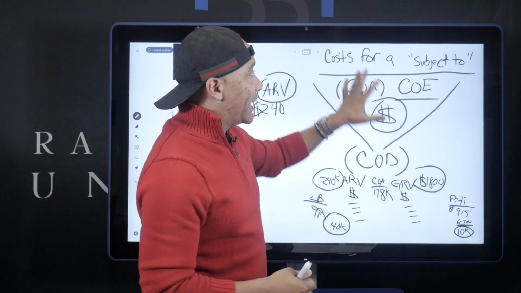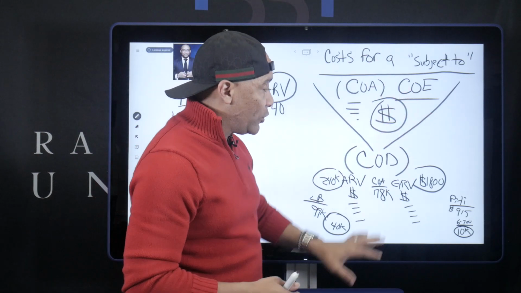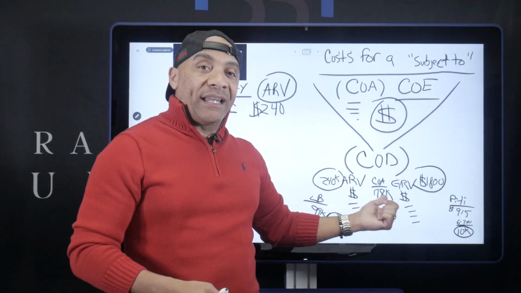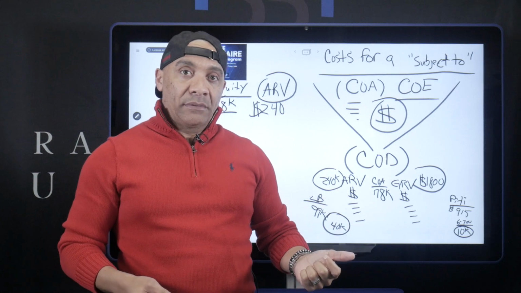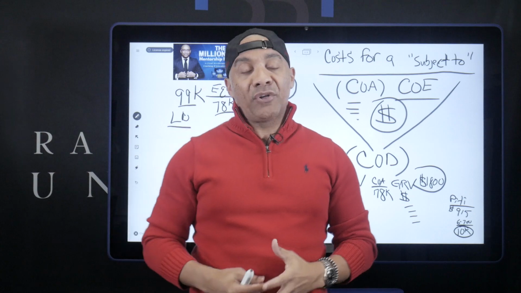Because in underwriting, I want to know what my COA, or COE, cost of acquisition is. I want to know what my cost of disposition is. When I play all that out, I knew this even before I got into the contract to buy the property subject to. This is why the power of underwriting is so important.